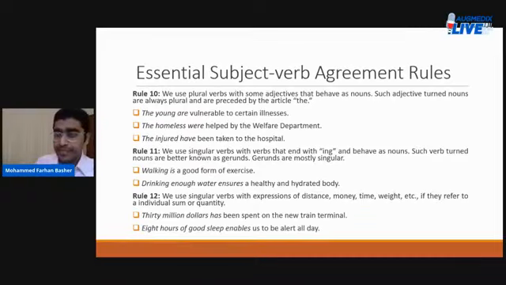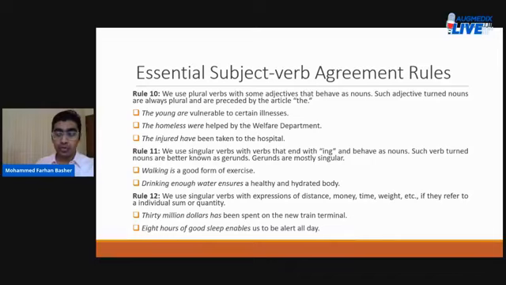This is interesting. You see, there are some adjectives, right? They are basically adjectives, but we turn them into nouns. And when we do so, they become plural in number, and they're, of course, preceded by the article the. So such adjective-turned nouns are always plural, and they are preceded by the article the, such as, let's take a look at the examples on rule number 10.